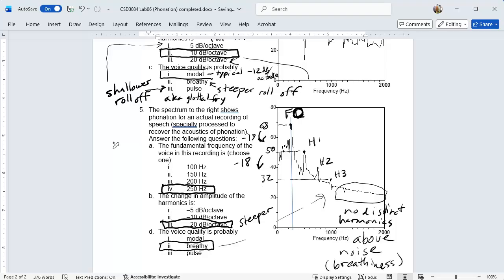So we'll talk about that some more as we move on in this class and start to talk about phonation disorders, like a dysphonia, where you lose that vibratory part of your phonation. All right, me and my vocal fry are going to wrap it up there.